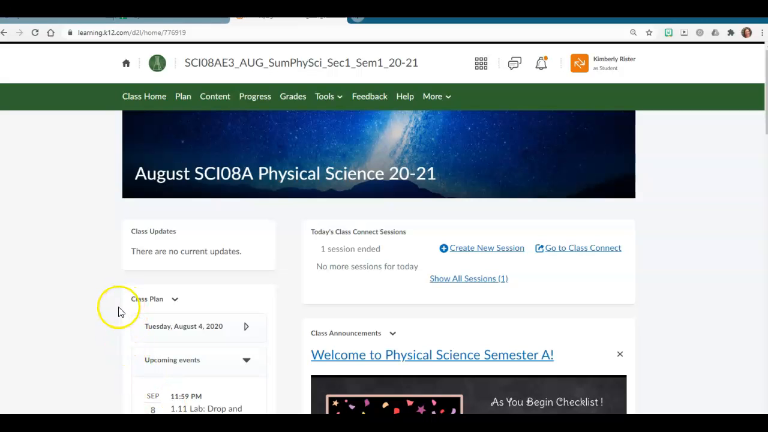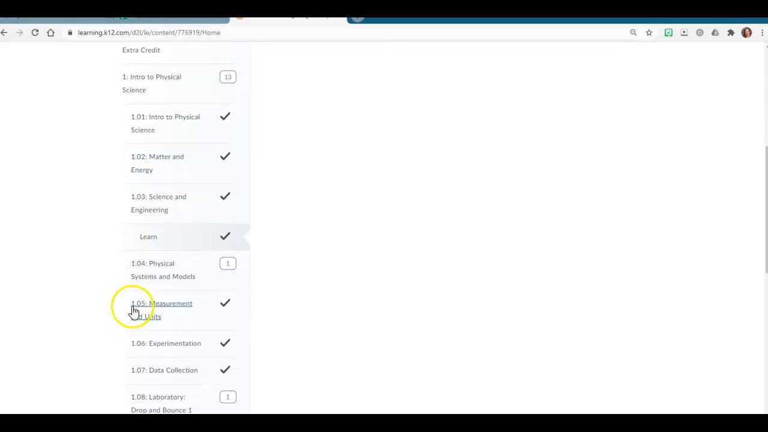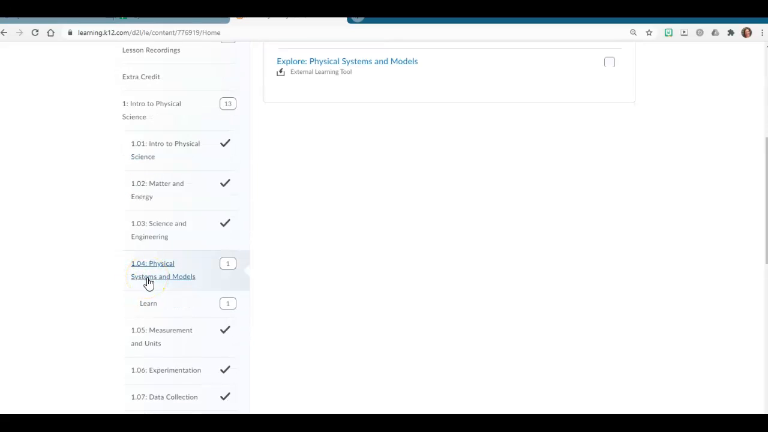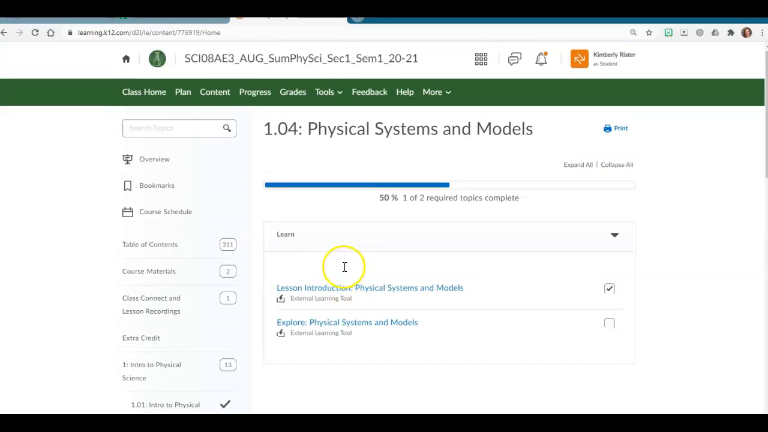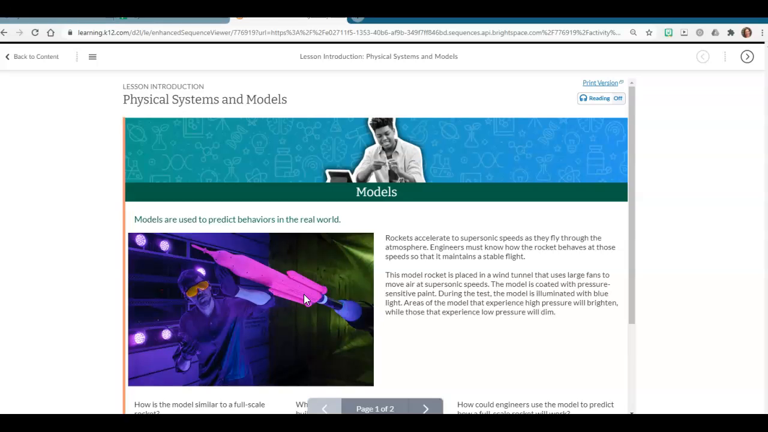Beginning on the science homepage, we'll go into content and scroll down on the side here to 1.04, Physical Systems and Models. There are only two parts that we'll be checking off here. And the introduction gives us some background information. So we're talking about models.